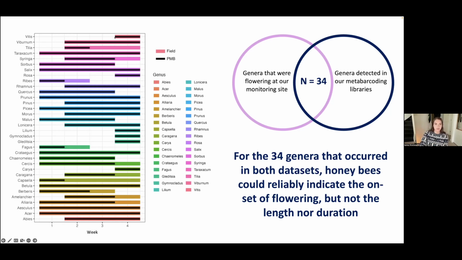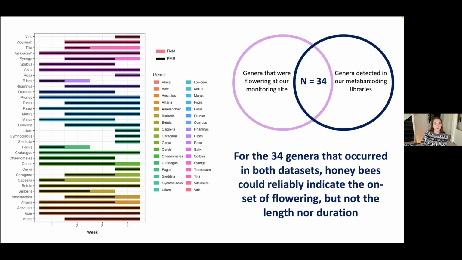So you can see here that there was actually a 100% rate of agreement: when something started flowering in the field, if the honeybees were foraging on it, they were really good at picking up on the pollen right away. And we saw it in our pollen metabarcoding libraries. Where they lost a little bit of their reliability was their ability to indicate the length or duration of flowering. So they would quickly lose interest in a lot of species like Tilia, which was the little leaf lindens on York's campus. They only foraged on those for the first week that they were flowering. Then they quickly lost interest and moved on to something else.